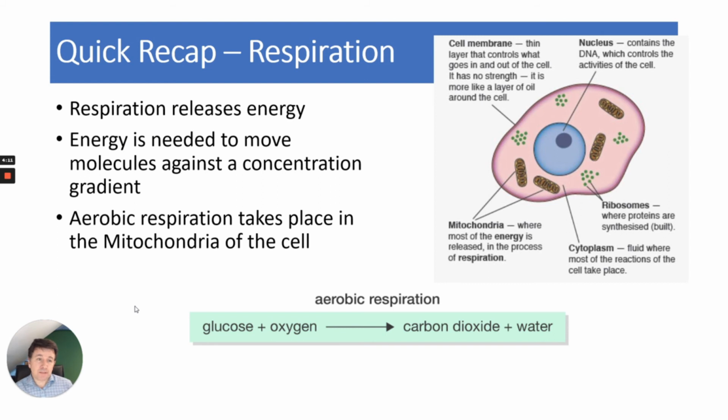Quick recap on respiration. You should know that respiration does release energy. So energy is needed to move molecules against a concentration gradient. And aerobic respiration takes place in the mitochondria of the cell. So you can see the word equation for aerobic respiration.